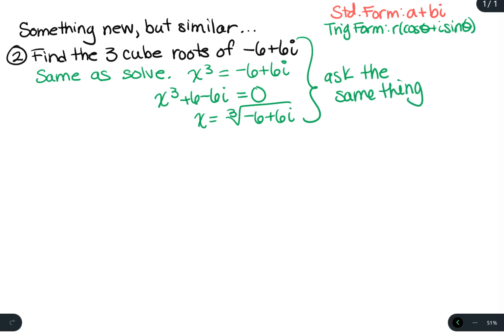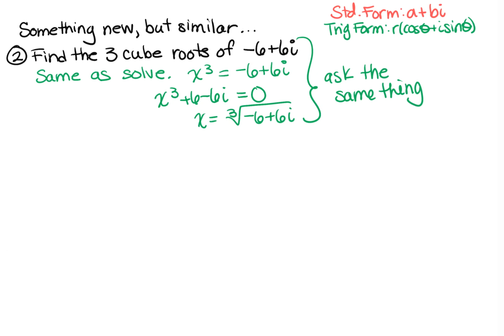All right, so now understanding that, let's move into how do we solve it. So no matter how this problem is posed to you, you have 4 different ways that it can be posed to you, and you know that you're going to find all of these, okay? I mentioned that we're going to be using trig form in order to find the 3 cube roots of negative 6 plus 6i.